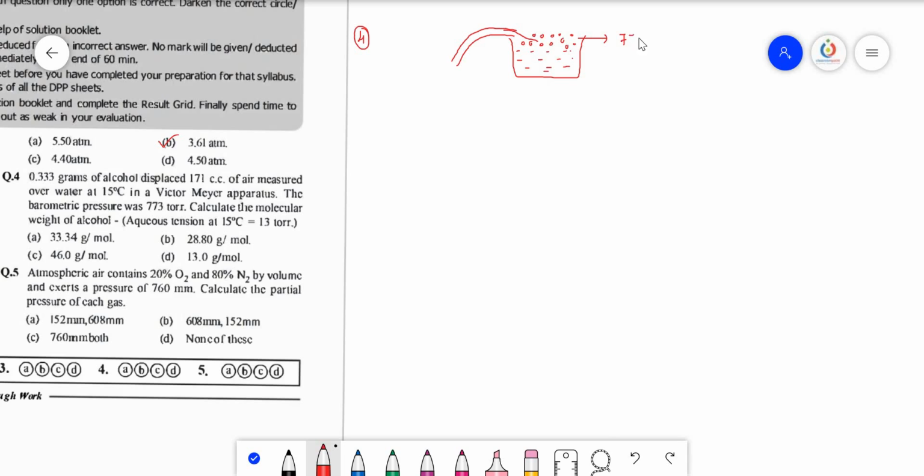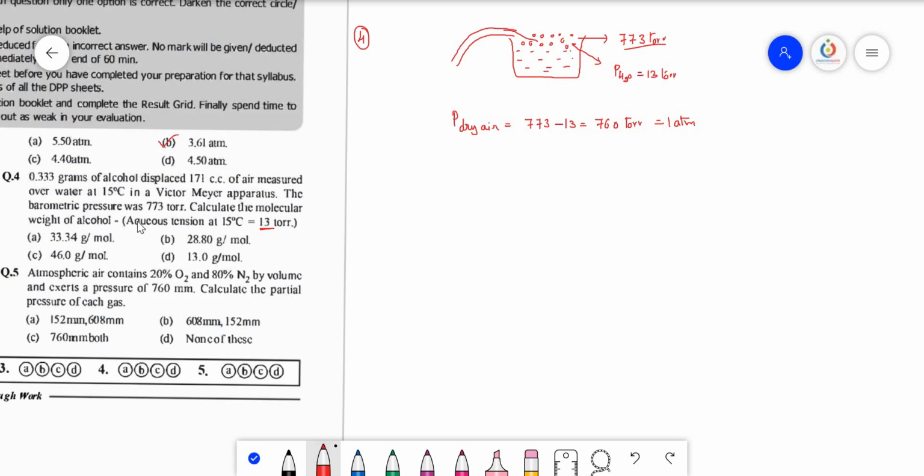said, 773 torr. Okay, so 773 torr is there. In this, aqueous tension, separately they mentioned as 13 torr. Aqueous tension is nothing but the partial pressure of the pure moisture, that is water vapor, that is 13 torr. Then we will get the dry vapor pressure. So pressure of dry air, that means alcohol, is equal to 773 torr minus 13 torr, that equals 760 torr. This is equal to 1 atmospheric pressure.